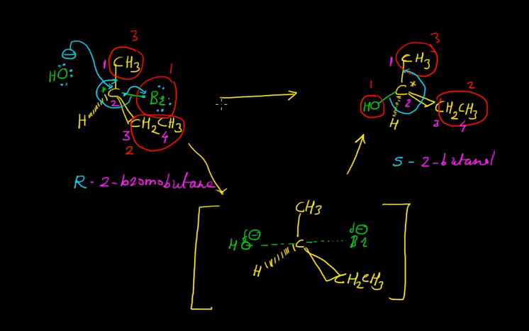It means that if you see the starting compound or the reactant as well as the final product, you will notice that we have the R configuration in 2-bromobutane, and here we have S configuration in 2-butanol. It indicates that in SN2 reaction there is always inversion in configuration.